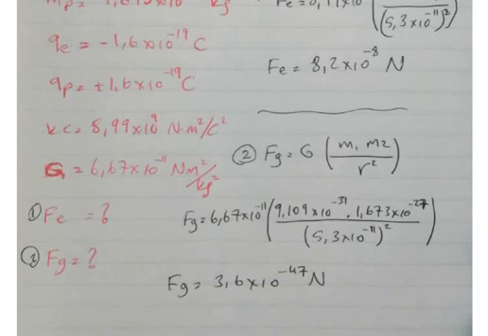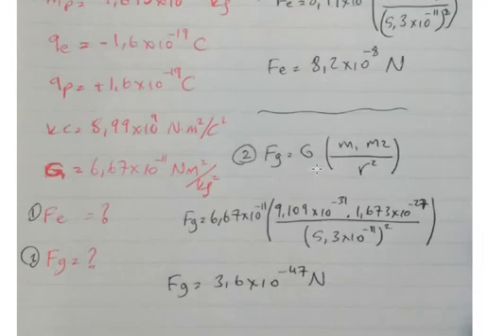Now let's get to the second part of sample problem 6a. The second part says find Fg, meaning the gravitational force between two objects, a proton and an electron. So this is the rule: Fg is equal to G times m1 m2 over r squared. This is Newton's general law of gravity.